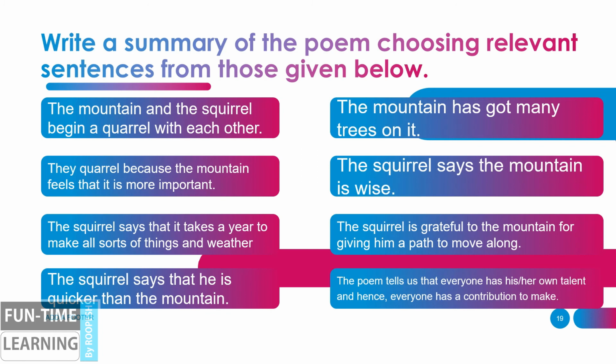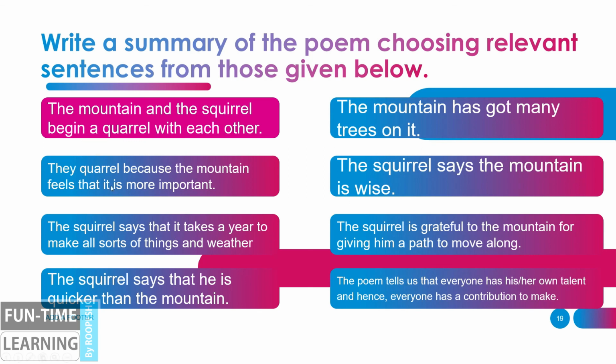What is this? Write the summary of the poem by choosing relevant sentences from those given below. Here, some sentences are given. All you need to do is to order them in the correct sequence. Let's start with the first one. The mountain and the squirrel begin a quarrel with each other.